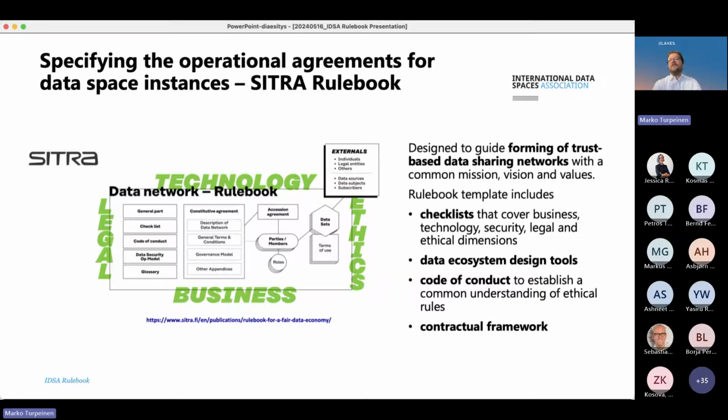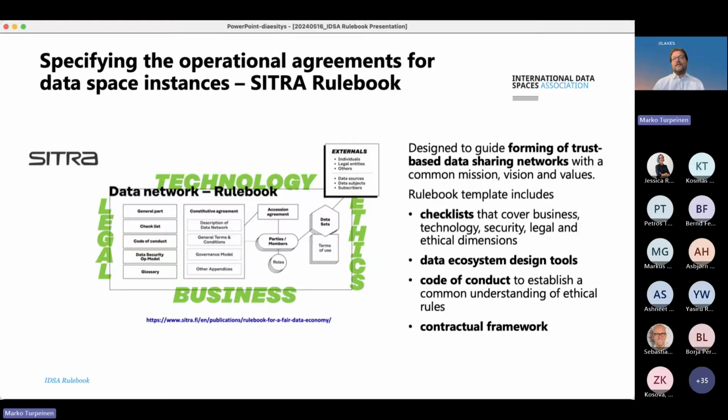I want to mention here the CITRA rulebook as one of the related activities to the IDSA rulebook, especially when we have looked into the contractual and legal side. The work that has been done in the CITRA rulebook has been quite useful. Our company 1001 Lakes, as said, has been coordinating this work for CITRA, the Finnish Innovation Fund, and it looks into the aspects of business, ethical, legal, technical, and security.